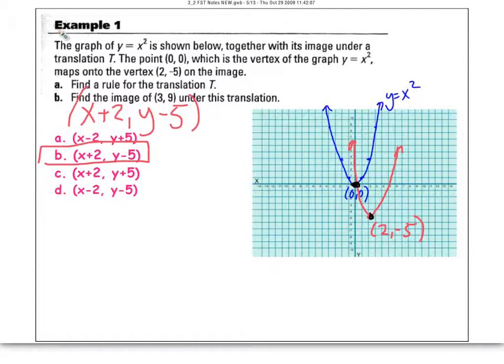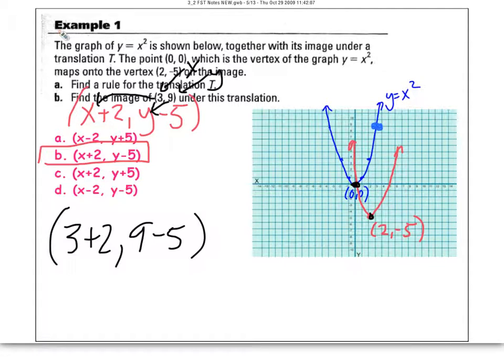Okay, part B wants us to actually move an ordered pair from that blue graph. So it says, find the image of 3, 9 under this rule. Well, the image 3, 9 on the original blue graph is sitting right there. So they're saying, where's that going to move to? Well, I technically could either go right 2 and down 5 and actually travel and see, or even easier, I could just do this. That 3 is the x, the 9 is the y. So how do you know what it is? Just put 3 in for x, put 9 in for y. So that would say it's 3 plus 2, 9 minus 5. That ordered pair should move to the ordered pair of 5, 4.